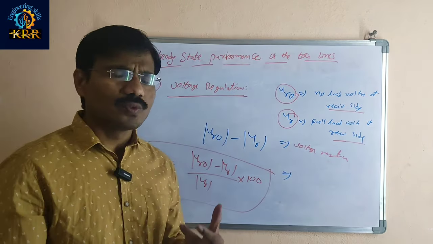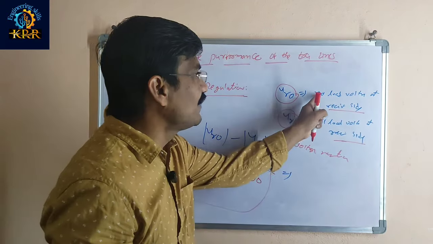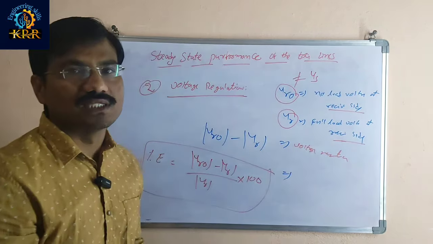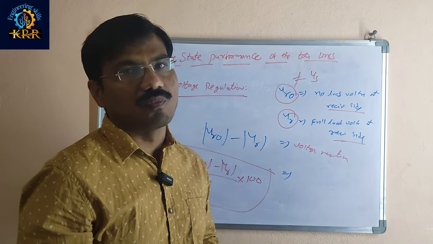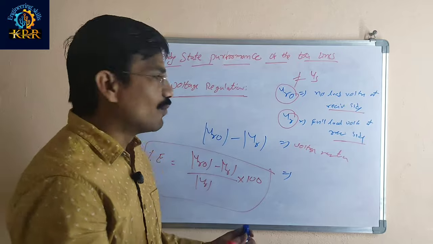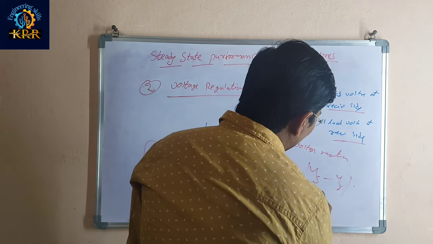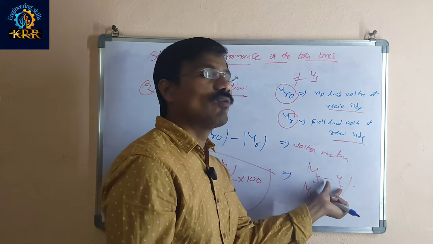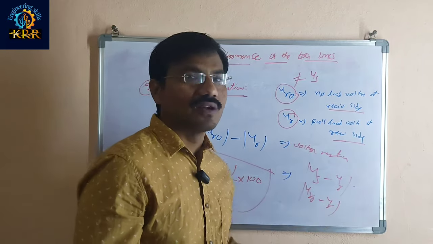One more thing: due to the shunt capacitance effect in a transmission line, the receiving end no load voltage is not equal to the sending end voltage. So the regulation is not equal to the voltage drop. The voltage drop formula is the sending end voltage minus receiving end voltage. Regulation is VR naught minus VR. This is the voltage regulation, and this is the voltage drop. Because of the shunt capacitance effect in a transmission line, these two are not equal.